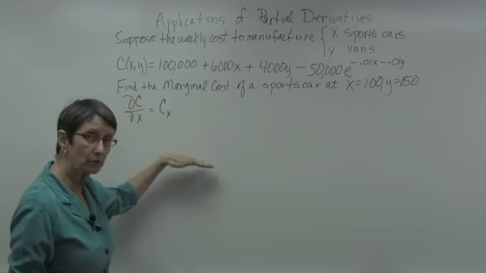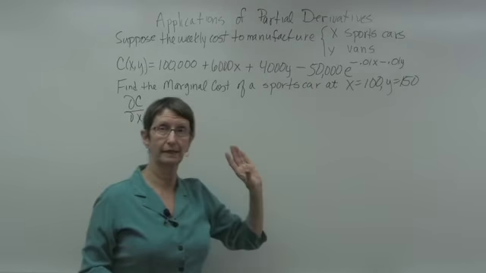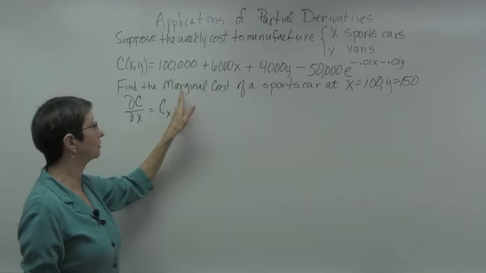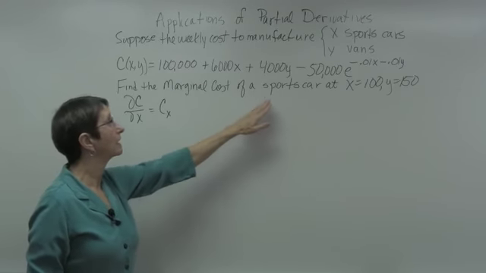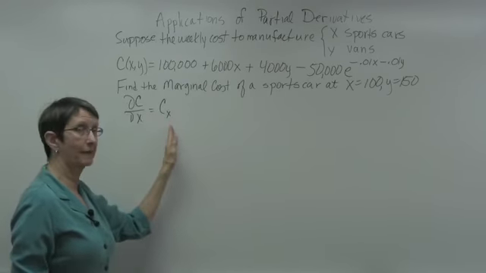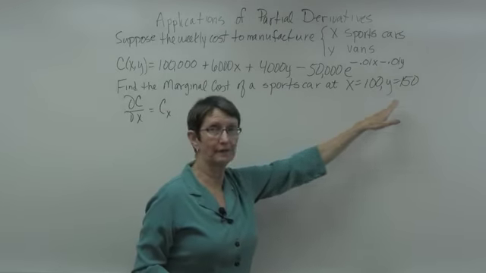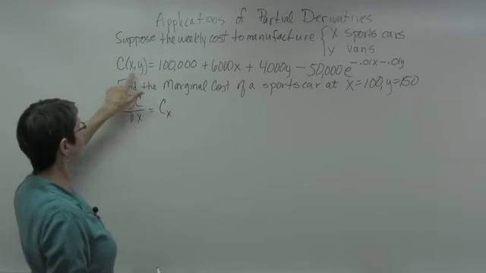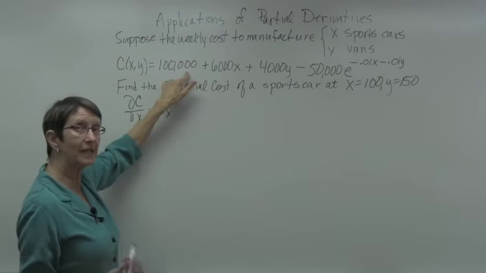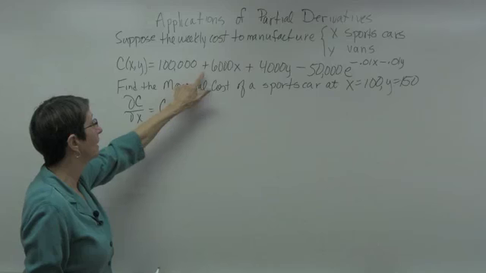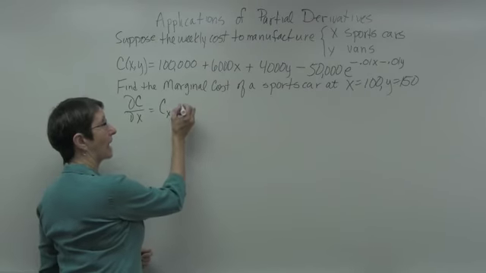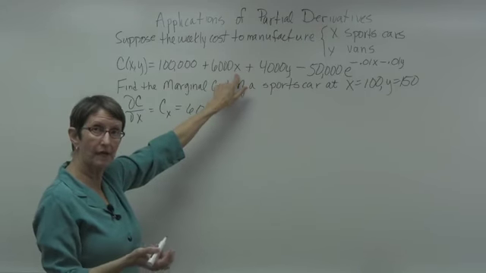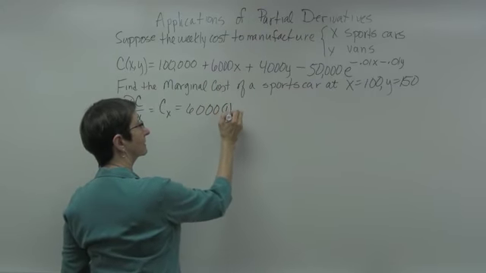And then after we do the partial derivative, the numbers go in. We do it in the order of the wording. Find the marginal cost, derivative of cost. Sports car tells us it's with respect to x at a point. So the last thing you do is put the numbers in. So a partial with respect to x of this function. 100,000 is a constant, derivative is 0. Plus 6,000 is a constant multiplier. The derivative of x is 1, so we just have 6,000.